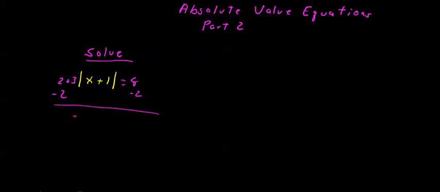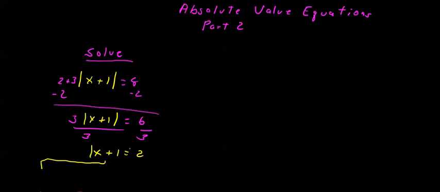And then I have 3 times absolute value of x plus 1 equals 6. Divide by 3. And then I have absolute value of x plus 1 is equal to 2. I then write 2 equations.